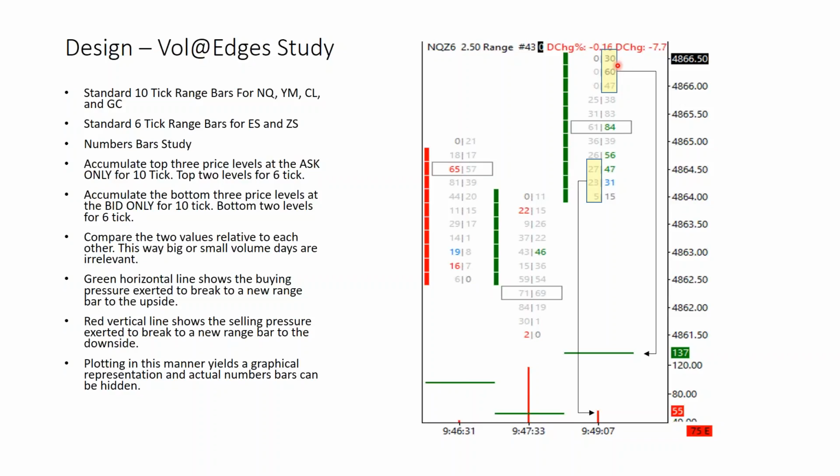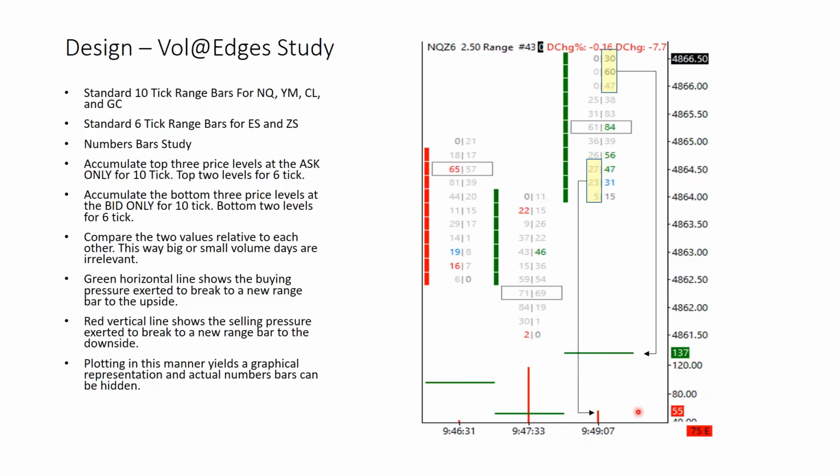And so once you have those levels and this concept makes sense, then what you can do is compare the 2 values relative to each other. The simplest way I found to display that is in the study down here: here's the total of your contracts executed at the bid, and here's the total of your contracts executed at the ask. So we can see on this particular range bar a whole lot more pressure to break to the top side than there was to the downside. This type of setup on the bottom shows us the relationship between what's happening at the top 3 levels of the ask and the bottom 3 levels of the bid.